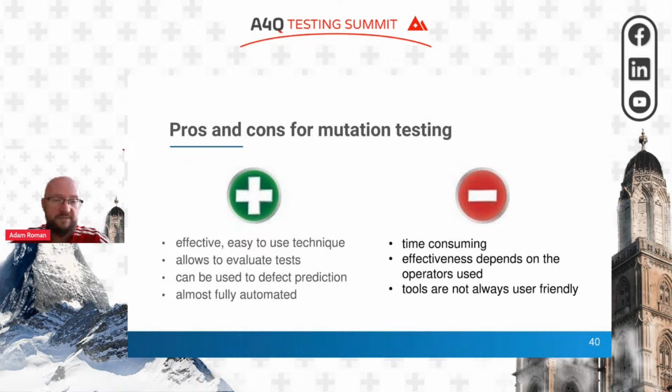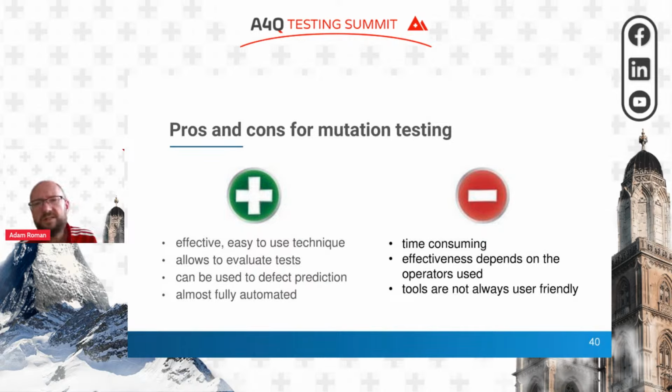So, conclusions. What are the pros and cons of this approach to mutation testing? Pros are as follows. It's a very effective and very easy to use technique. It allows us to evaluate test cases. It can be used to estimate the unknown number of defects. So it can be used in software defect prediction, and it's almost fully automated.